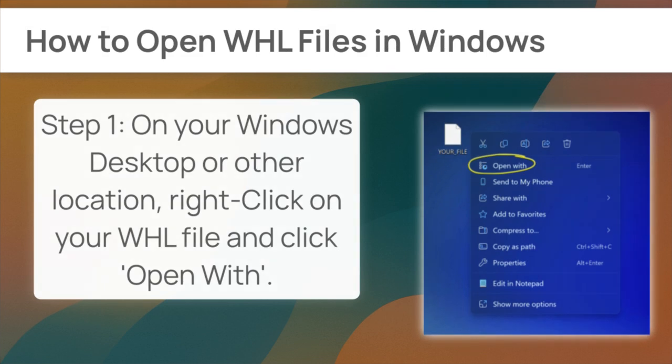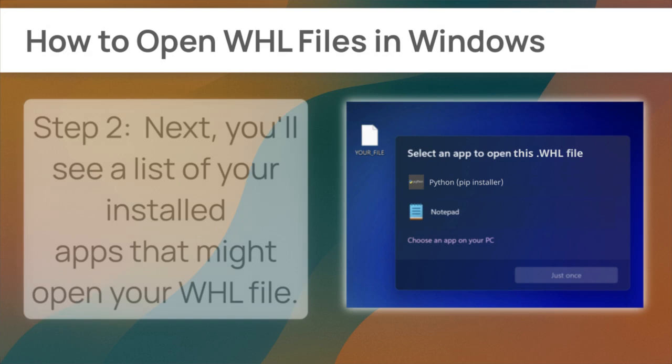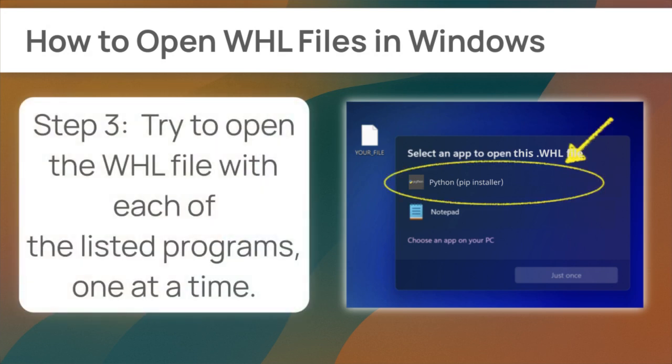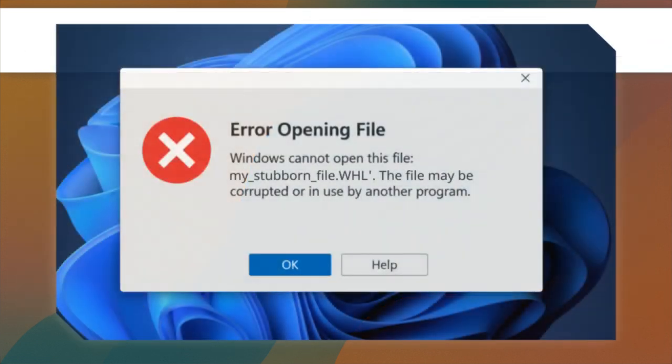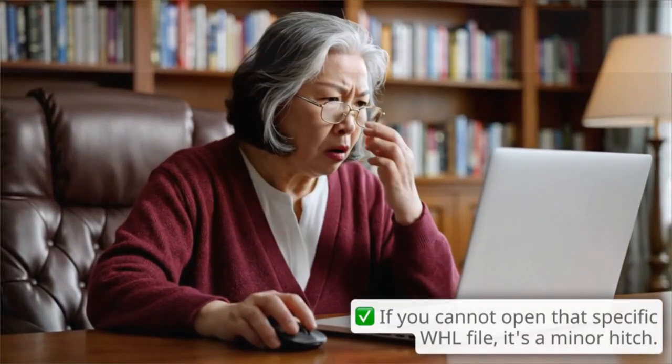Right-click the WHL file and select Open With. Try Python pip installer as your first attempt. If you don't see it, choose another application. Keep testing until the file cooperates. If the WHL file is still giving you trouble, relax. We just proved the problem is deeper. Quickly perform these 3 diagnostic actions to find the source of the error.